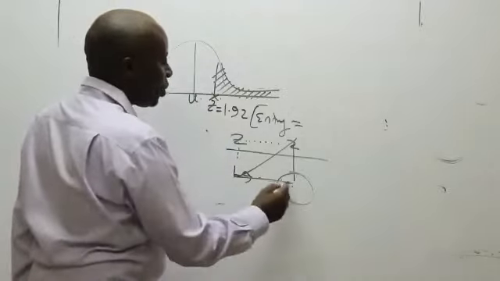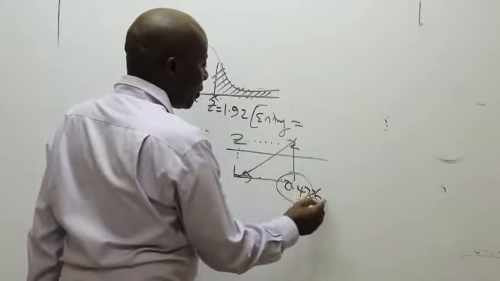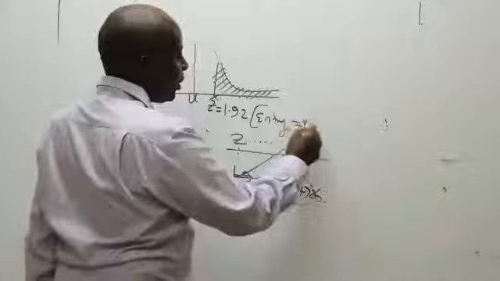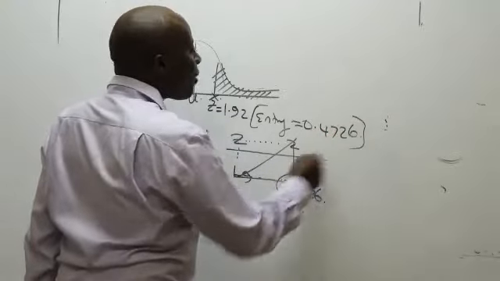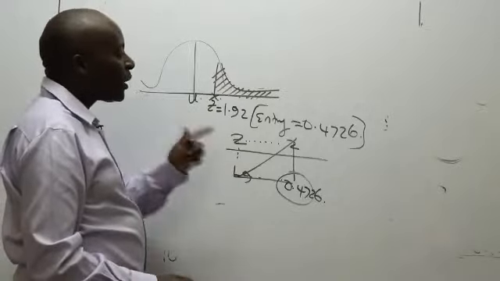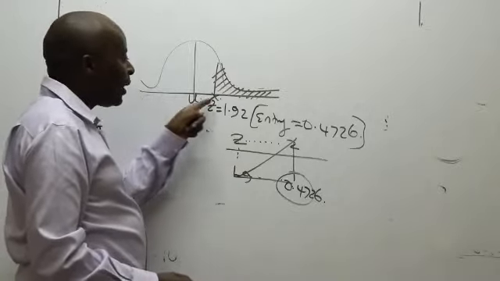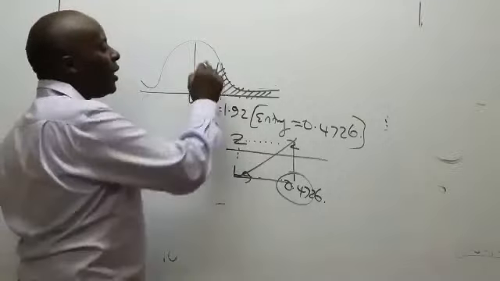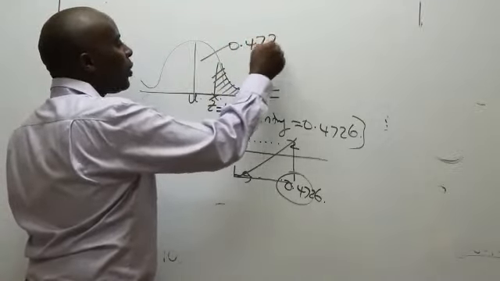0.4726. So this is the entry, 0.4726. But now remember that the entry you have read is the area between what and what? It is the area between the mean and x. So whatever you have read here is 0.4726.